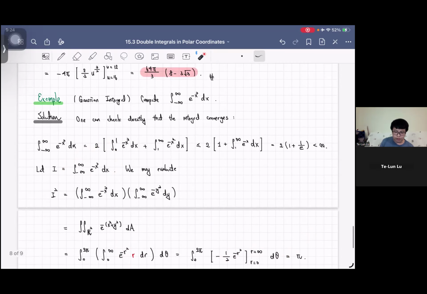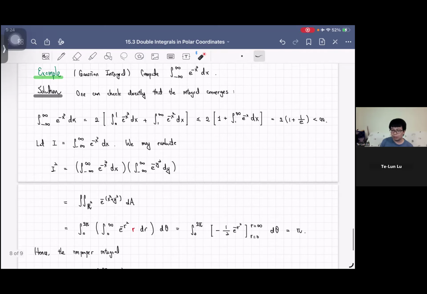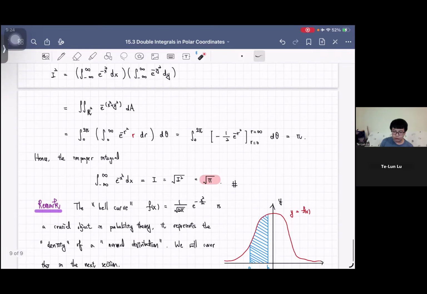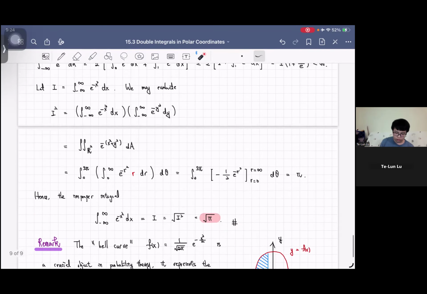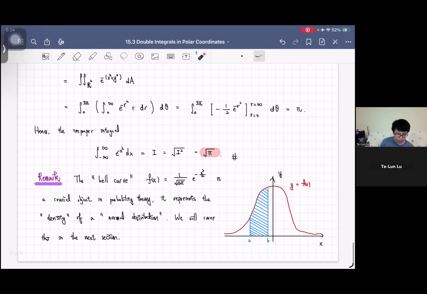So this is a very, very important integral in very many areas. One is in probability, and we're gonna introduce this more in the next section, the application of double integrals on subjects like physics, and also probabilities. So, yeah, I wrote a small remark here. So this is called a bell curve. Bell curve looks like this. There are some different scalings, but basically it looks like the Gaussian integral. And the graph of the bell curve looks like this.